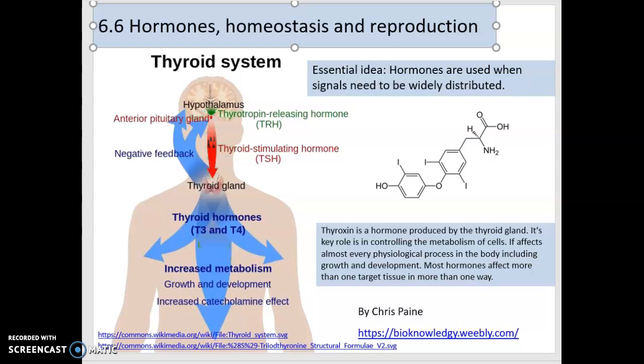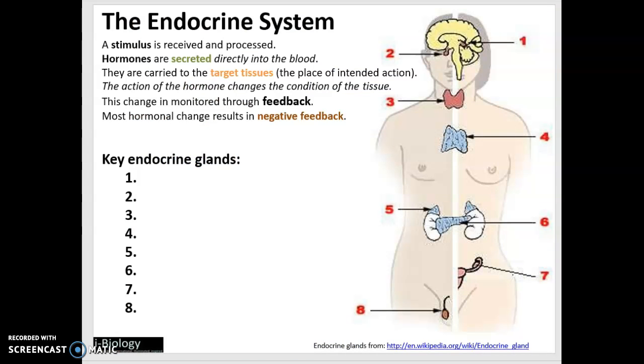Right, okay, you're 13. What we're going to move on to now is the last section of 6.6, which is hormones, homeostasis, and reproduction. So we're going to spend the next few lessons focused on this part of the topic. Today, we're just going to look at the endocrine system and the glands that make up the endocrine system.